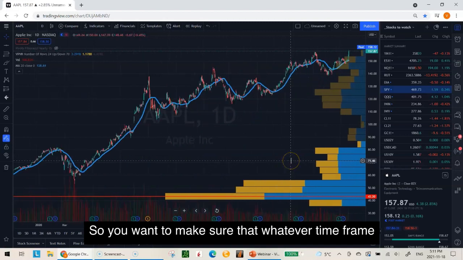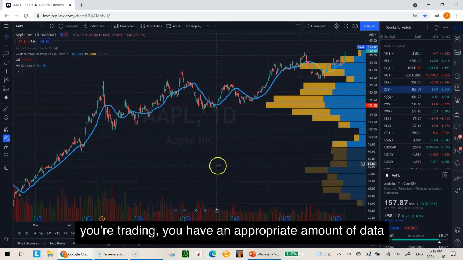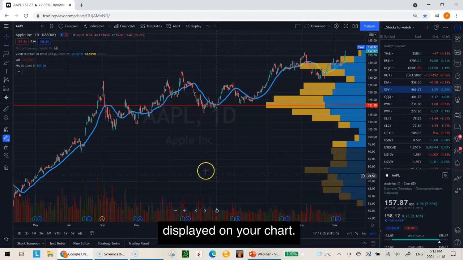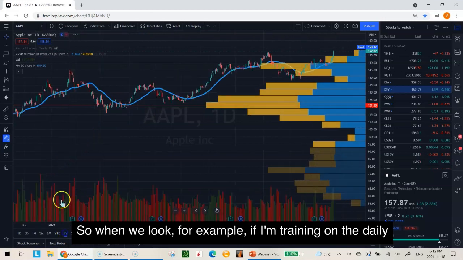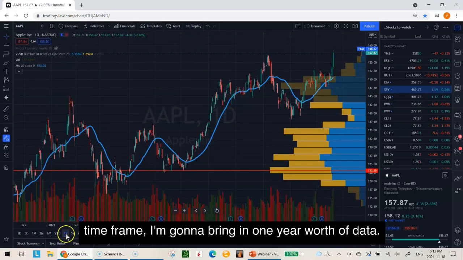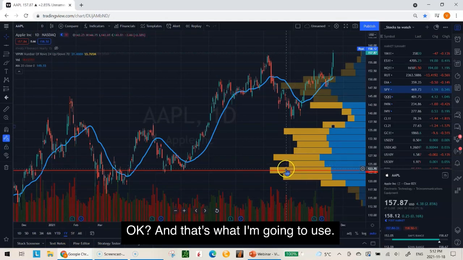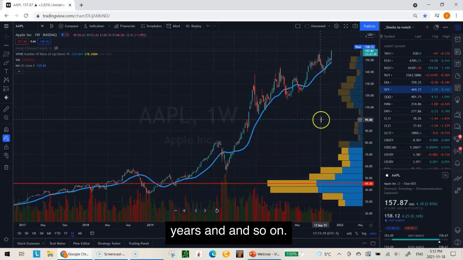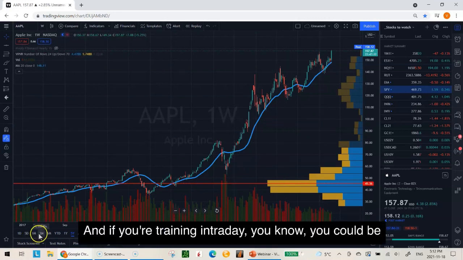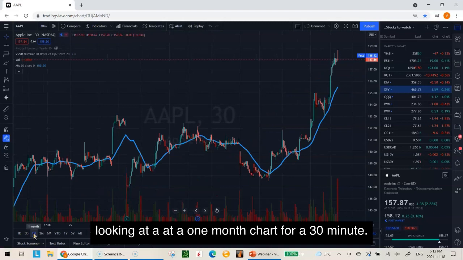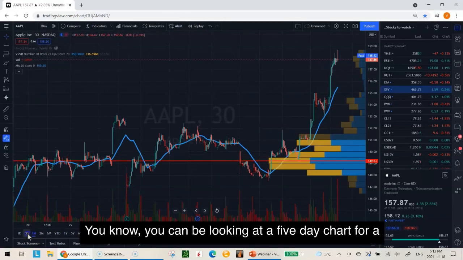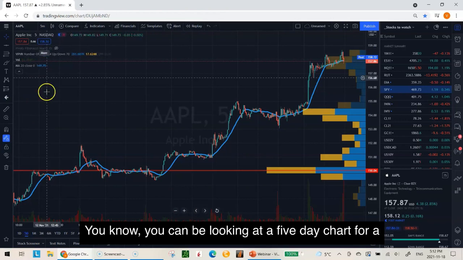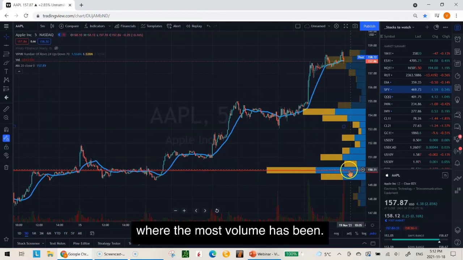So you want to make sure that whatever time frame you're trading, you have an appropriate amount of data displayed on your chart. If I'm trading on the daily time frame, I'm going to bring in 1 year worth of data, okay? And that's what I'm going to use. If I'm going to trade on the weekly, I'm going to bring in 5 years and so on. And if you're trading intraday, you could be looking at a 1 month chart for a 30-minute, you can be looking at a 5-day chart for a 5-minute, and it'll show you where the most volume has been.